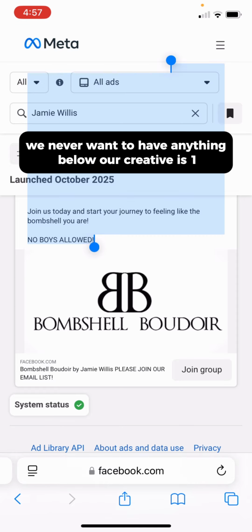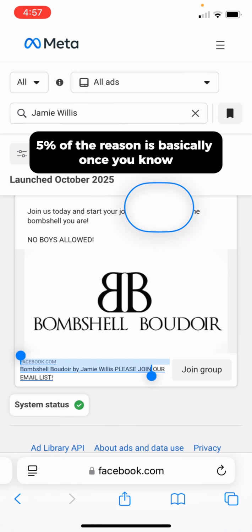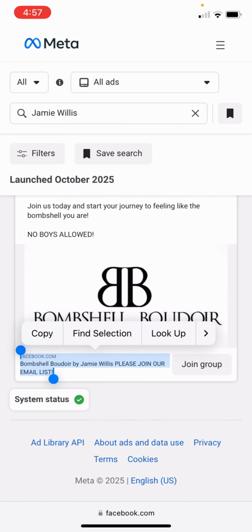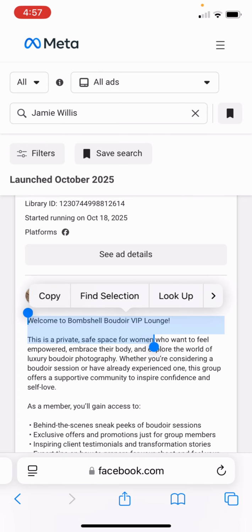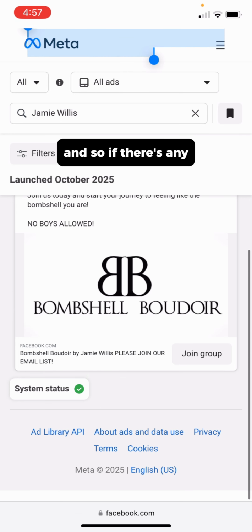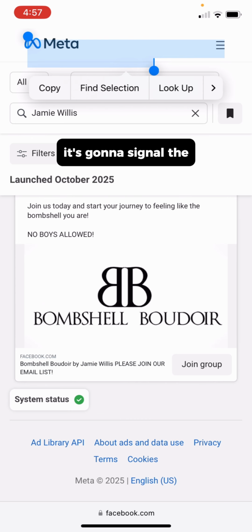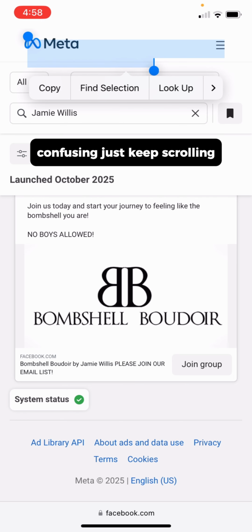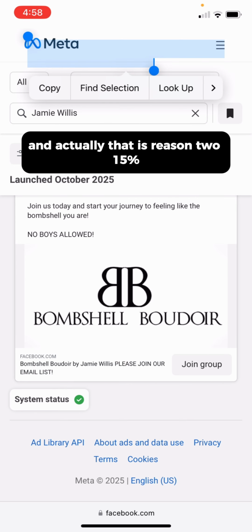The reason we never want to have anything below our creative is 5% of the reason is basically once they're scrolling by, once they get here and they're reading these words down here, their subconscious has processed the See More headline from up here that's actually showing. And so if there's any incongruencies, it's going to signal the error detection network in their brain saying like error, incongruent, confusing, just keep scrolling, because we're not talking about the same things. And actually that is reason 2. 15% of the reason is that error detection network.